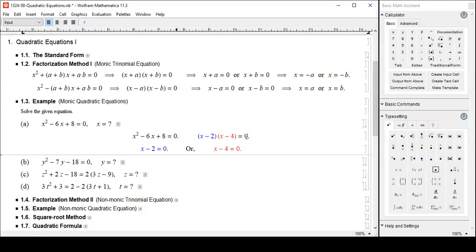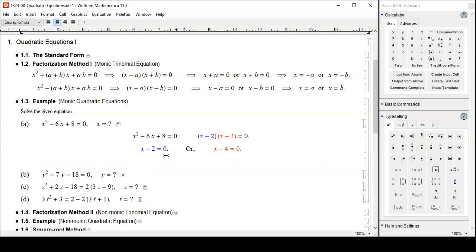If the right-hand side is not 0, then there are infinitely many pairs of real numbers that will multiply into whatever the right-hand side is. And they don't have to be integers, you see, so there are really infinitely many pairs. But if the right-hand side is 0, then one of them has to be 0. Either blue is 0 or red is 0, like this. And from the blue equation, I get x equal to 2. There goes one solution.